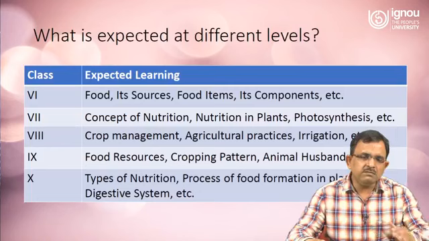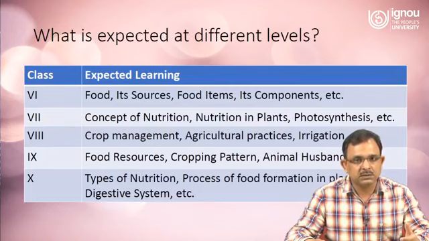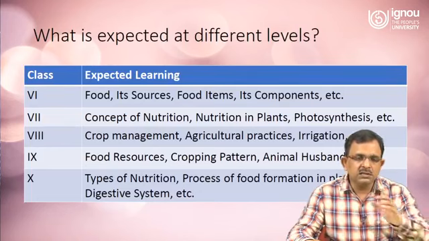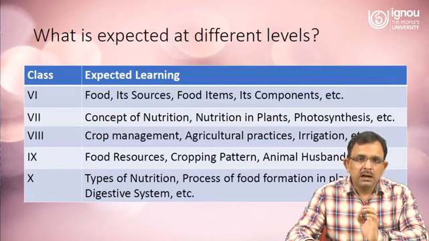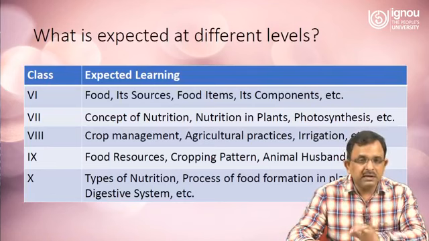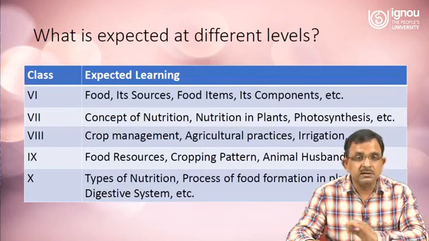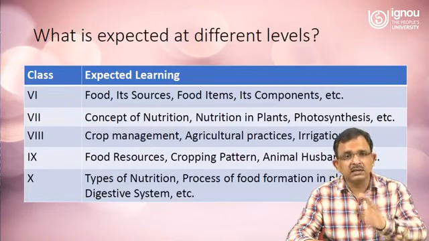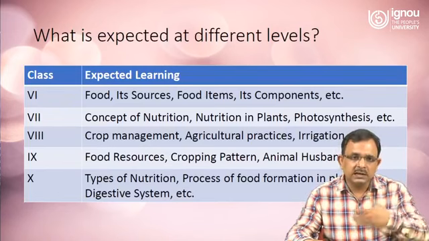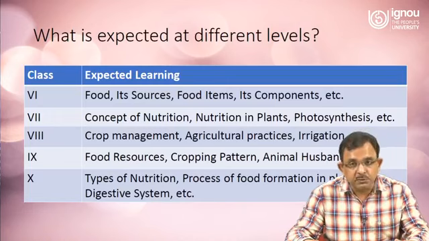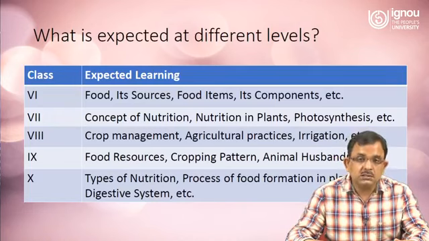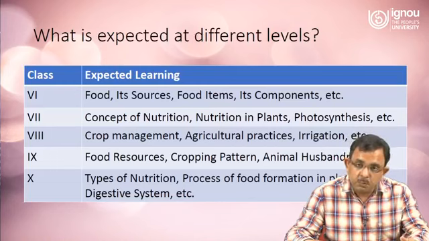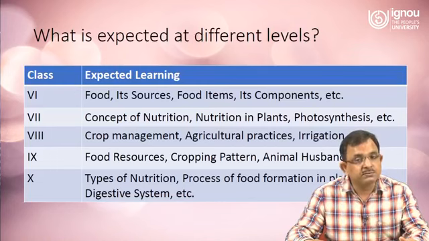So if we are trying to deal with this concept at different levels, you see this table. At class 6 level, when we deal with the topic of nutrients and nutrition, we basically talk about food, its sources, what the different food items are, what the common components of the food items are. Everything comes at class 6 level. Then in class 7, we introduce the concept of nutrition, then nutrition in plants, nutrition in animals, the concept of photosynthesis and different types of nutrition in plants.